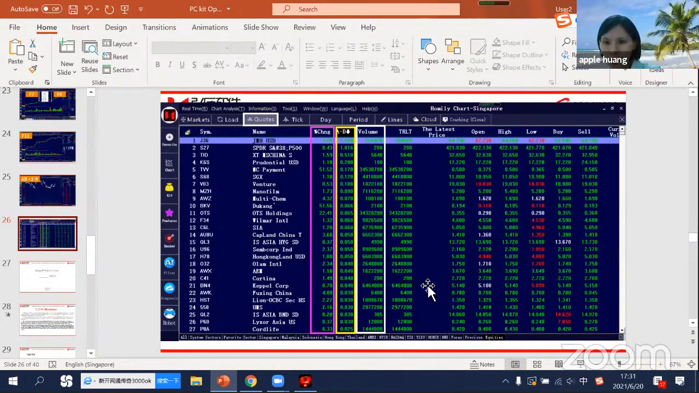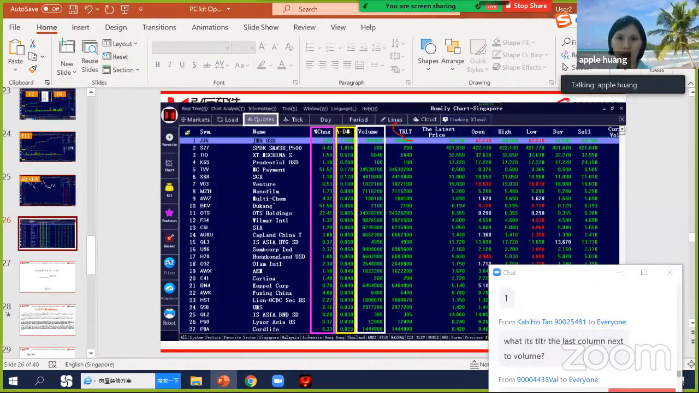Okay, here is a question from Car Hole. You ask what's the last column next to volume? Are you referring to this one? This is the same as the volume.